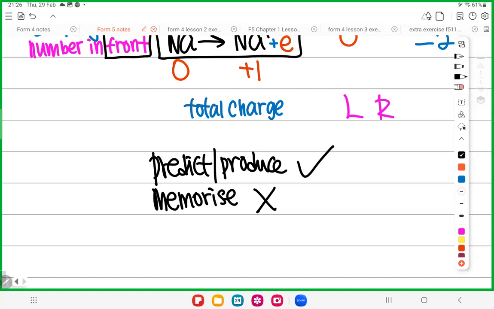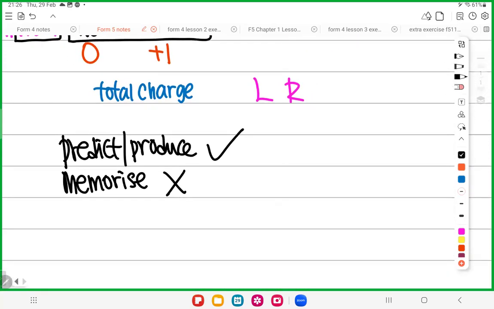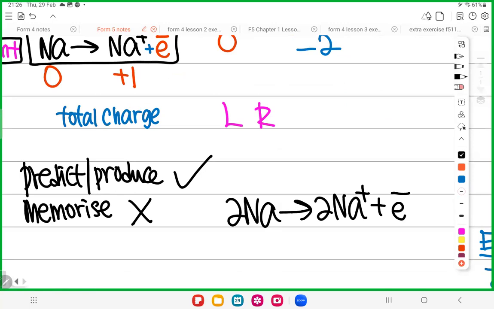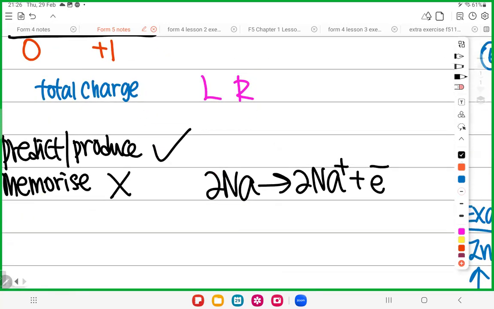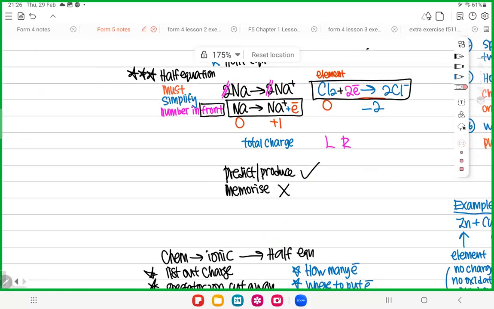Okay, good. Okay, guys, I get a question here. Rian is asking, for the final answer, can we write 2Na become 2Na plus e? All right, Rian, cannot, because the numbers are not simplified. If the numbers are not simplified, confirm wrong. Confirm wrong. That's what I told you. You need to simplify your half equation. All right, so we're done.